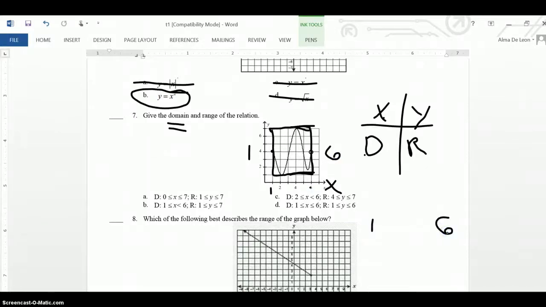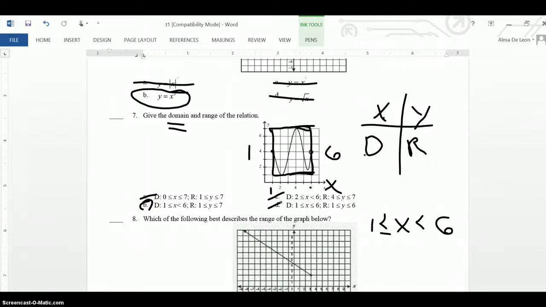We have a closed circle at 1, so we're going to have a line underneath our less than there. And we have an open circle at x equals 6, so we're not going to put a line underneath. And looking at our answer choices, the only ones that make sense are A and D. But because B doesn't have the line underneath the less than next to the 6, then B is our answer. And we didn't even have to look at our range.